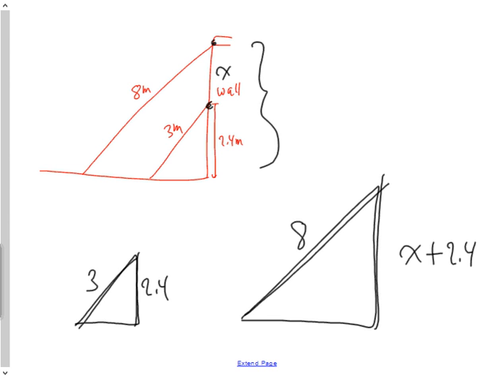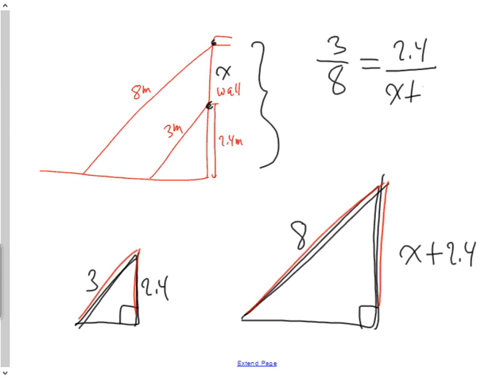So what we're going to do here is we're going to use proportional reasoning this time. We're going to set it up as a proportion. So 3 to 8. So this side to this side is going to be proportional to this side to this side, or 2.4 over x plus 2.4. Okay, so we're going to set up a proportion like this.